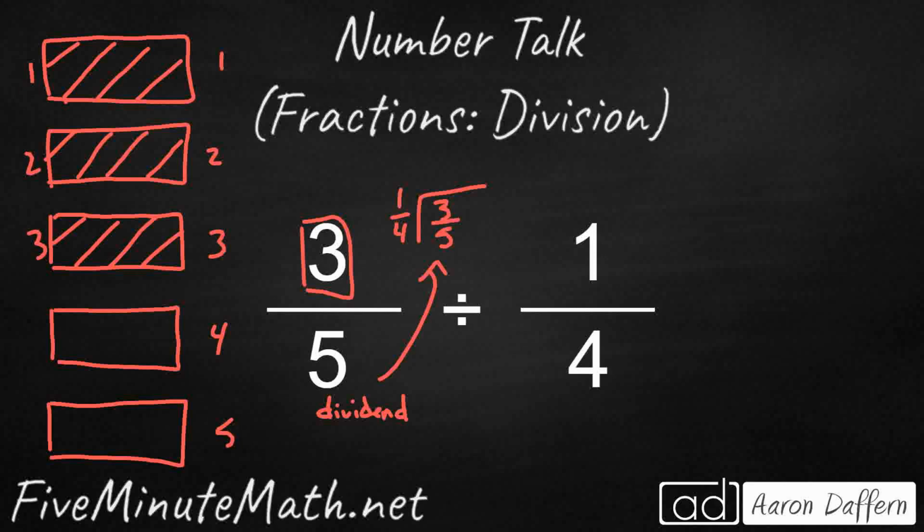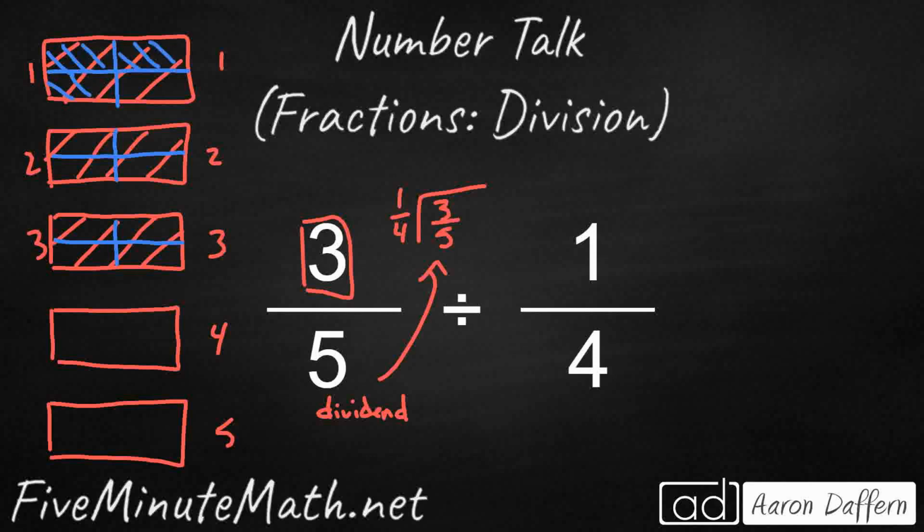Now I need to divide that by 1/4. So what I'm going to do is change colors. And I'm going to look at those 3 bars that I shaded in, and I want to cut each of those into fourths. So that's pretty simple. I'm just going to do a little cross right there, a cross right there, and a cross right there. So I took each of those 3 out of 5 and I cut those into 4 equal pieces. Let's do a little cross hatching here.